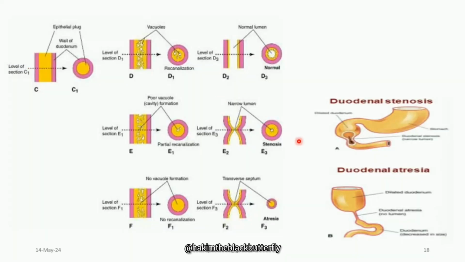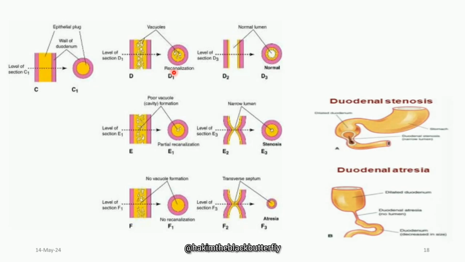Normally, during development of the gut, I mentioned that the lumen of the gut is initially packed with epithelial cells. The epithelial cells form the epithelial plug that will fill the lumen of the gut. That's a normal part of development. Normally these epithelial plugs have to be digested away. They have to be dissolved so that we can regain the lumen of the gut.